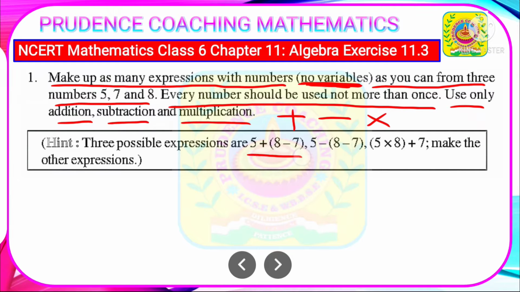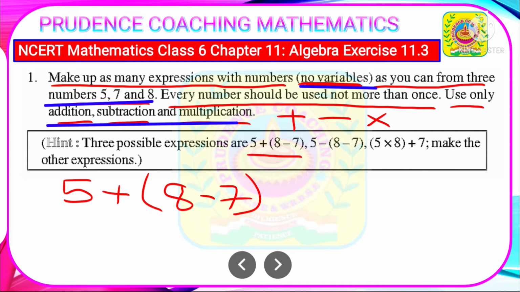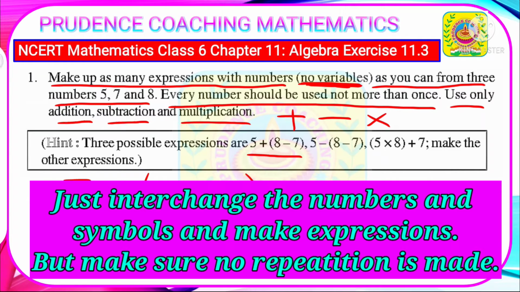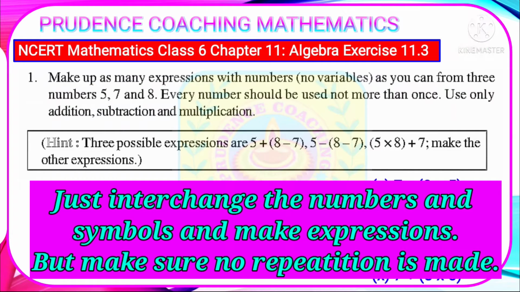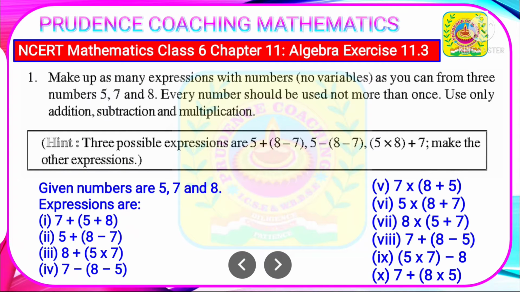You can make the expression like this, that is 5 plus within the bracket 8 minus 7. That means we are using the numerals only once. As you can see here, we have used 5 once, 8 once and 7 once, and the operators used here are plus and minus, which you can use according to the question. So similarly, you are asked to make as many expressions as you can. That means there is no limit. So you will just start writing like this.